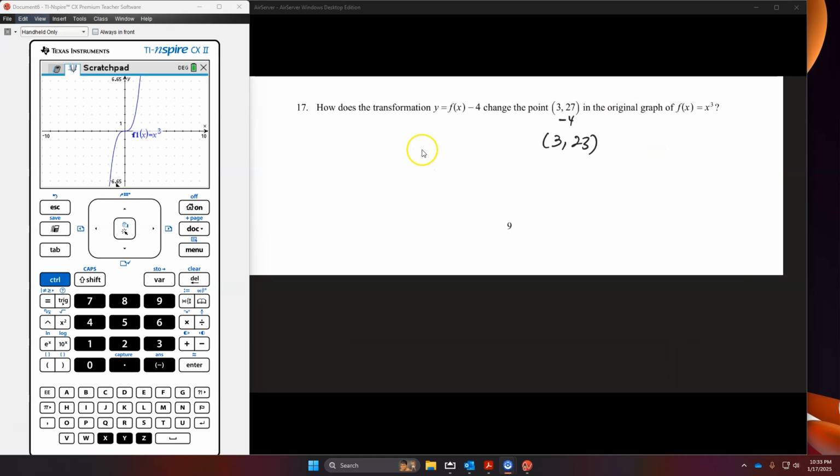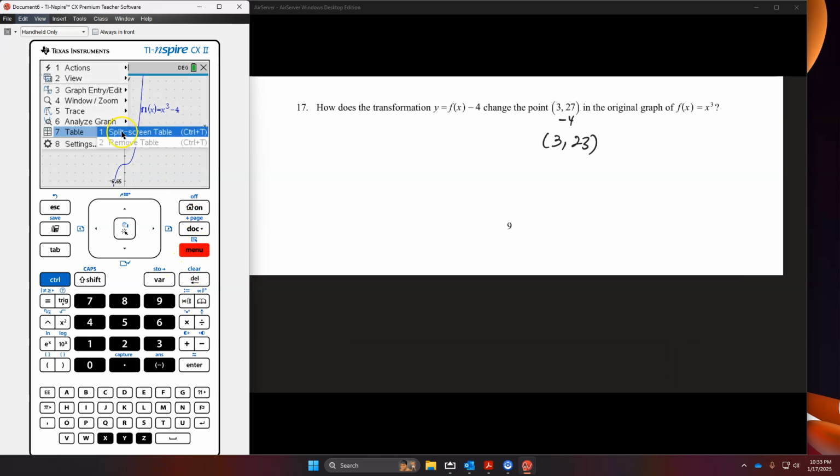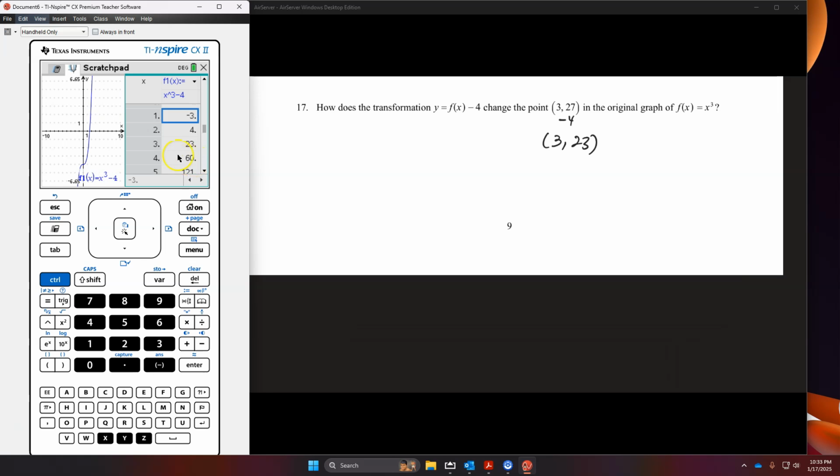So what I'm going to do is go ahead and graph. And all I'm going to do here is subtract 4 because the parent function is going to go down 4. Enter. Now you want to look at your table. Go to menu, table, split screen. Go to 3 and it's 23, so it went down. So that would be your answer.